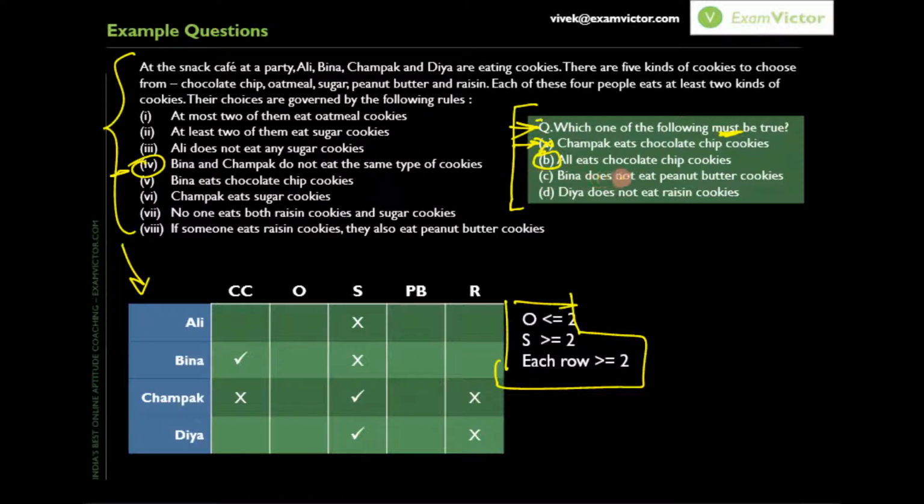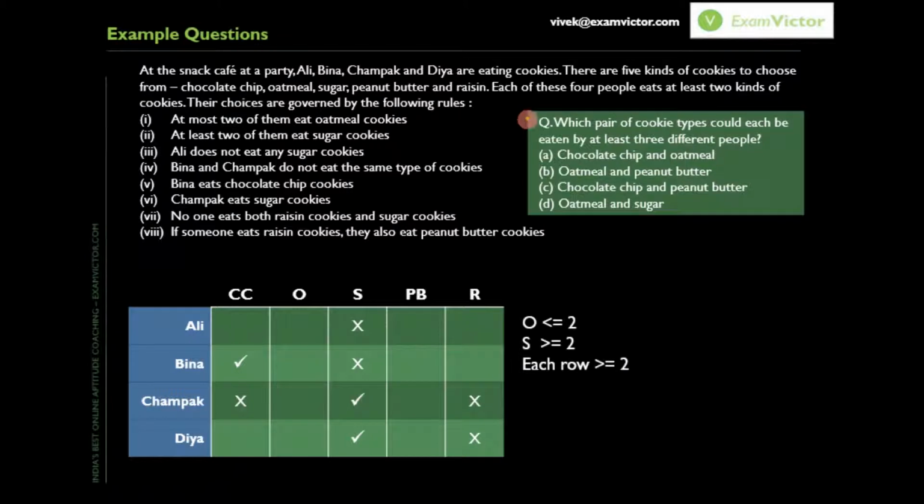How about C? Bina does not eat peanut butter cookies. This is also a blank. Both of these are blanks. We just don't have enough information right now to decide if B or C are true. We just don't know. How about option D? Dia does not eat raisin cookies. This is Dia, this is the raisin column, Dia. We know for sure that this is true, right? We concluded that anybody who eats sugar cookie cannot eat raisin cookie. We already know that Dia for sure eats sugar cookie, so she can't eat raisin. So D is going to be always true. So D is the right answer to this question.